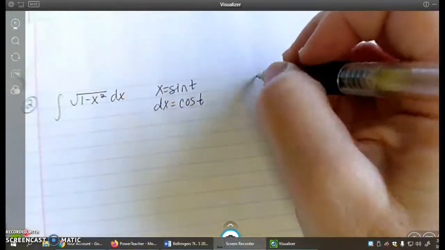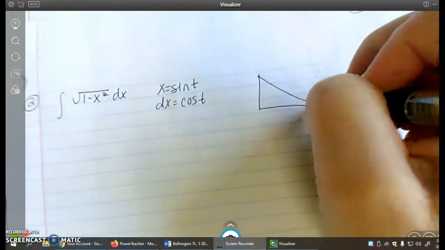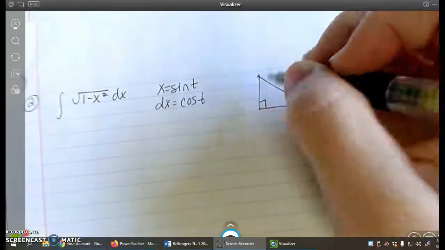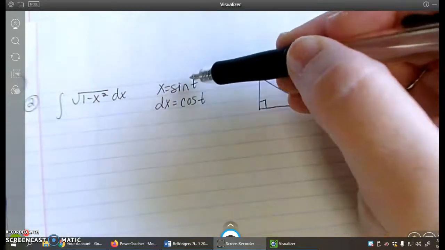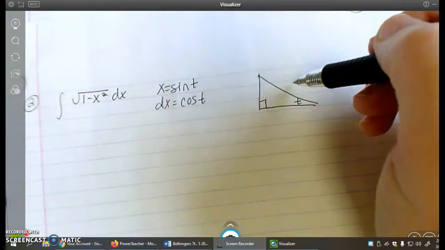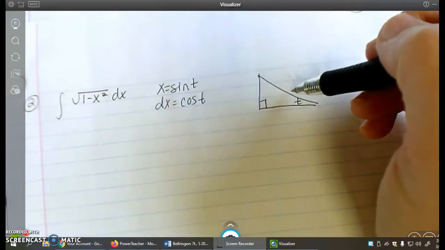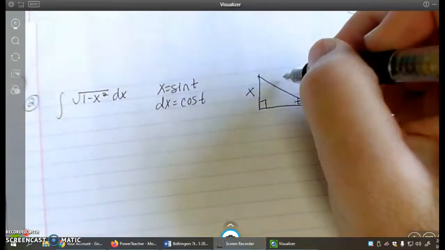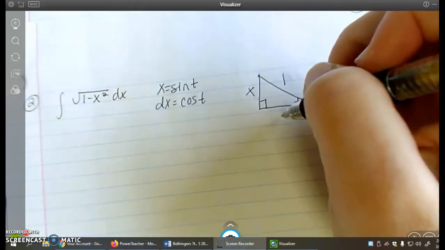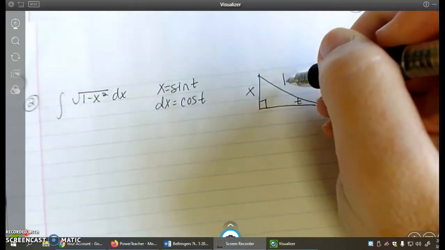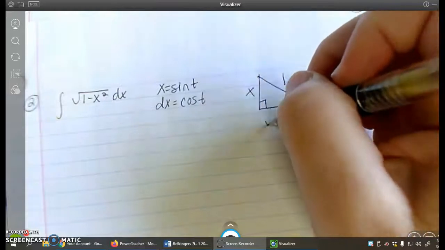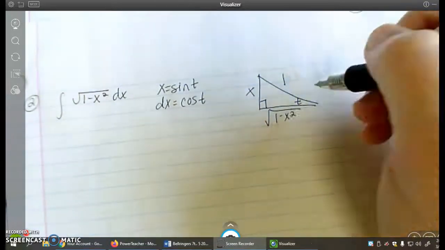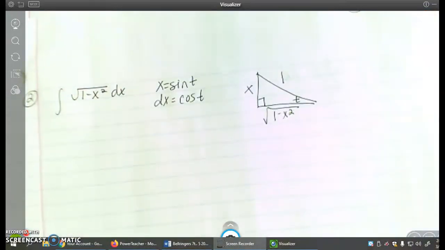If you want to go ahead and make the triangle, you can, or you can wait till the end. t is always down here. I know that x is sine of t. Sine is opposite over hypotenuse, and so that's x over 1, so I know that this is x and this is 1. If I solve this using the Pythagorean theorem, it would be the square root of 1 minus x squared. And so there's my triangle. I won't need that till the end of the problem.